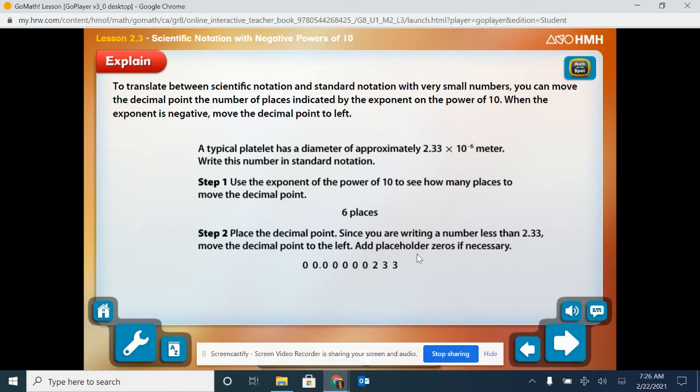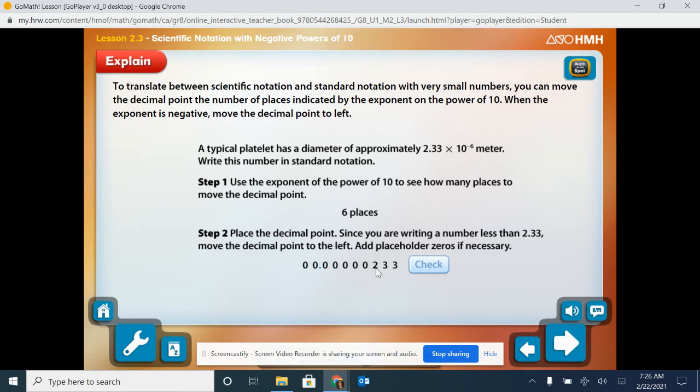Next, place the decimal point. Since you are writing a number less than 2.33, move the decimal point to the left, and add placeholder zeros if necessary. For me, I can't memorize left or right. Sometimes I don't even know which one is my left and which one is my right. But I know that this is a very tiny number, so it's going to be 0.00 something.